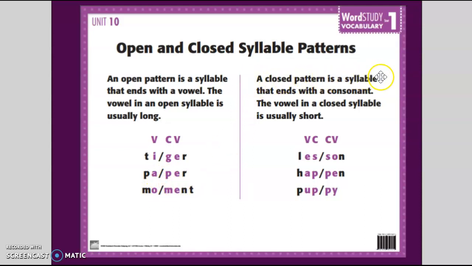A closed pattern is a syllable that ends with a consonant. The vowel in a closed syllable is usually short. This pattern is vowel, consonant, consonant, vowel.